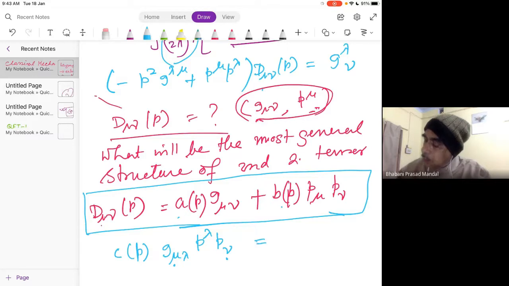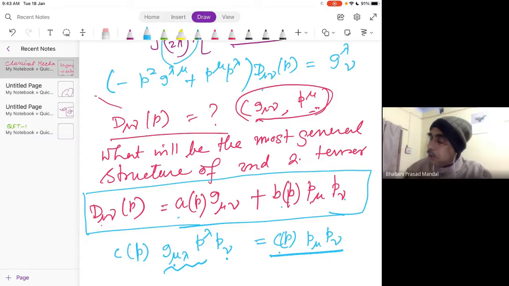So this term, now we know how to raise or lower an index. So this is the lowering index formula. So this formula gives C of p times p mu p nu. So this C can be added to the B. So this is the same term. So that is why the C term is not being considered. This is my arbitrary, na?